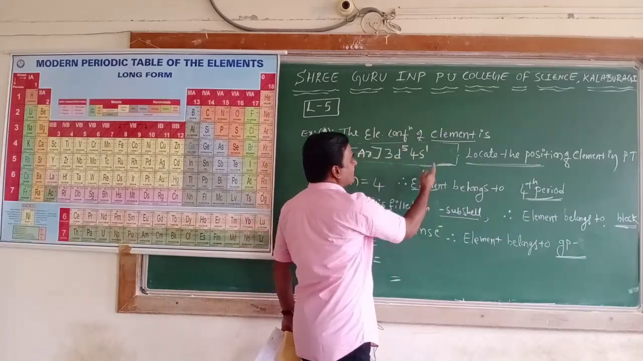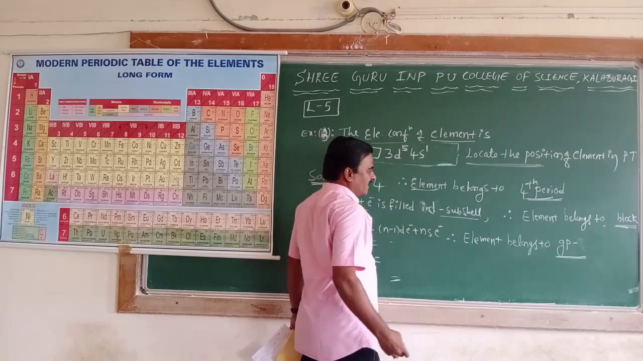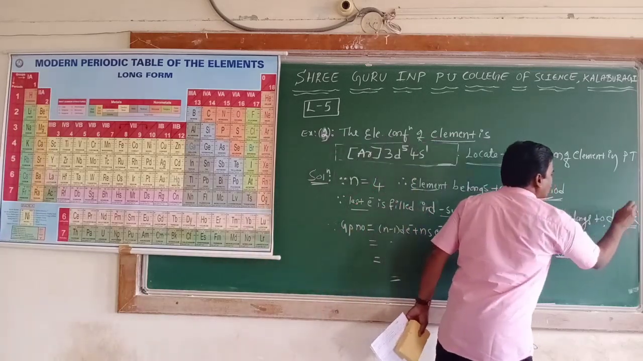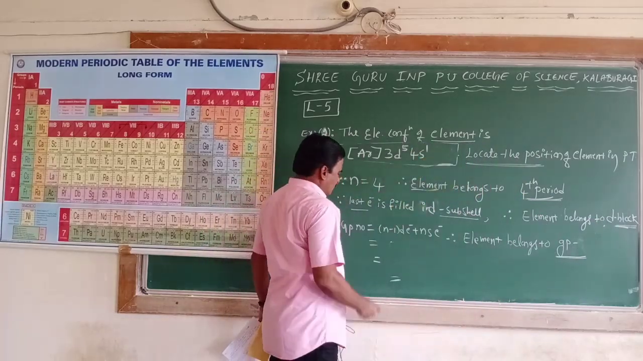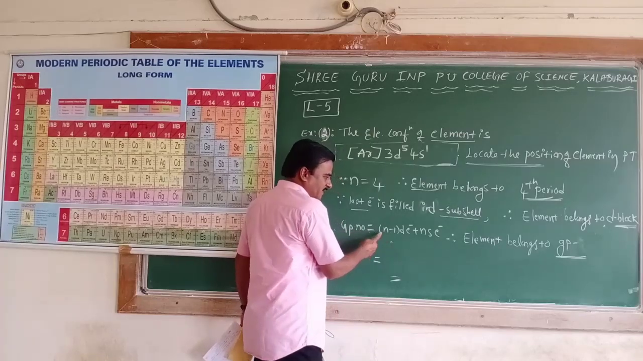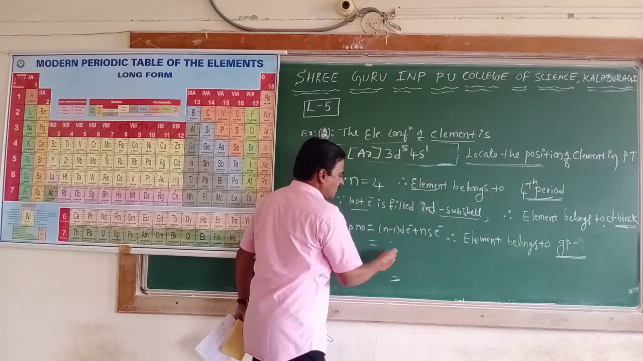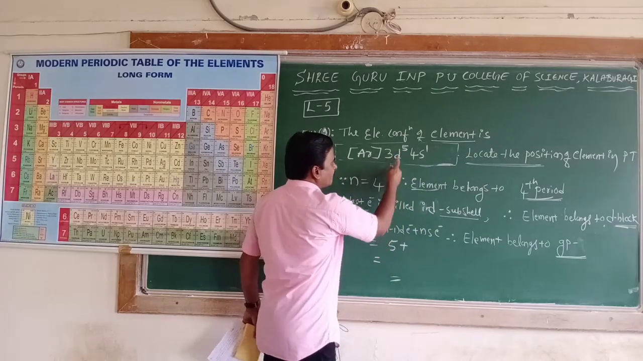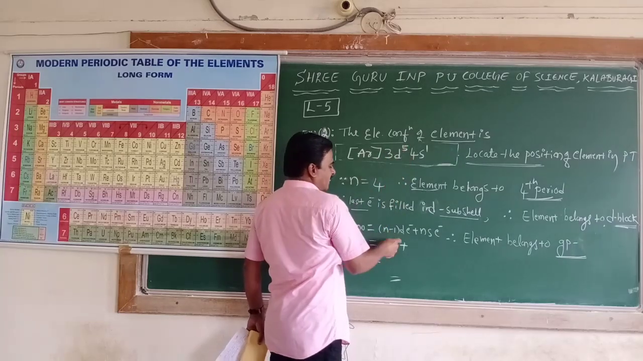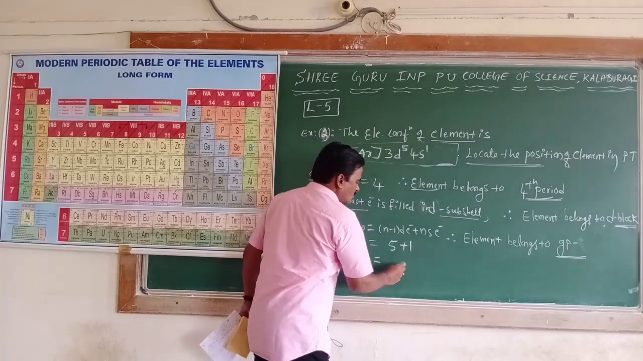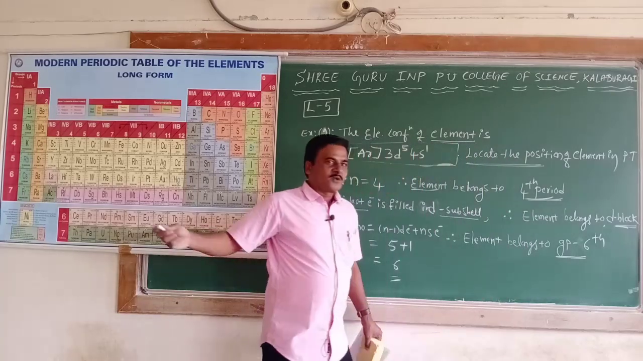The last electron is not entering into an s subshell but is entering into d. Therefore it belongs to the d block. And what about the group number of a d block element? The group number of a d block element is given by the sum of (n-1)d electrons plus ns electrons. Here (n-1)d electrons are 5, n is 4, so n-1 is 3, so this is 3d5, plus ns electron 1. So total 6. The element belongs to the 6th group.